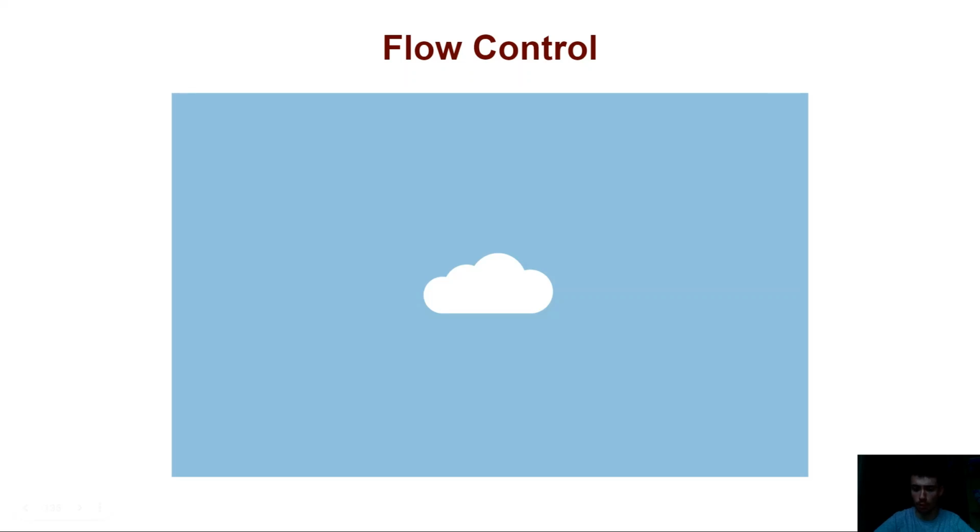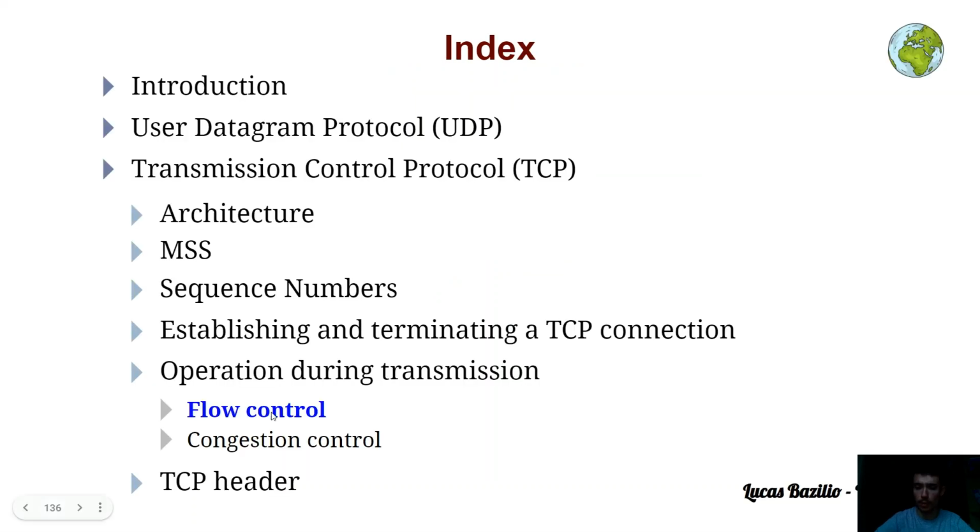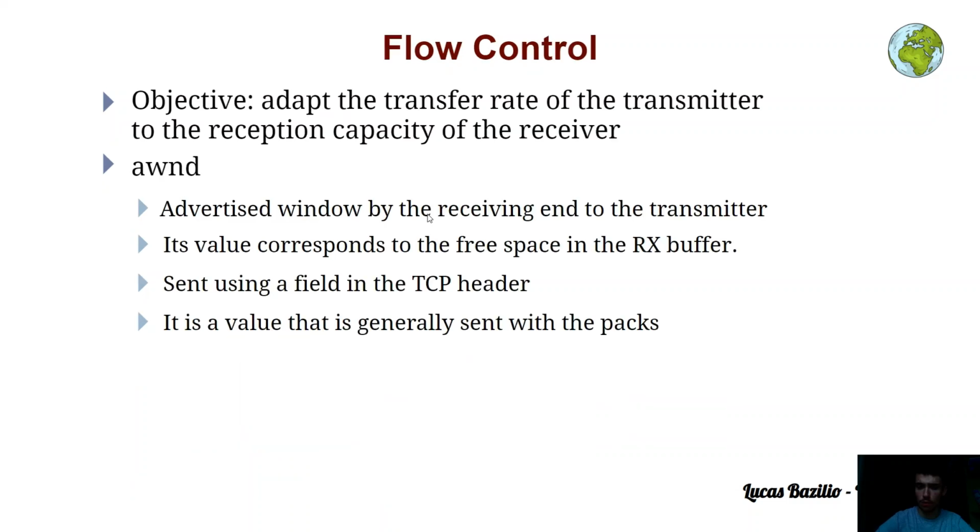In this lecture, we are going to study the flow control of TCP transmission. So we are now at this point in the section. We already introduced the flow control. The objective of the flow control is to adapt the transfer rate of the transmitter to the reception capacity of the receiver. As we adapt this transfer rate, the flow control generates the advertised window.